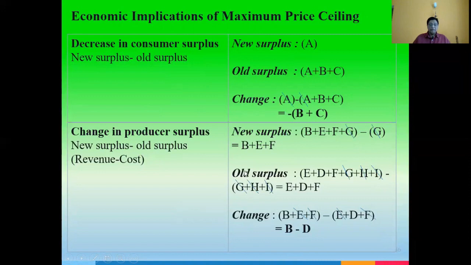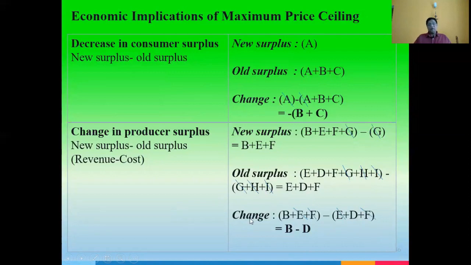Before maximum price, producer surplus is given by the difference between producer's income and variable cost. Producer's income is given by the area of EDFGHI. Then variable cost is GHI. When we cancel out positive terms against negative terms, we get EDF. This is the producer surplus before maximum price.